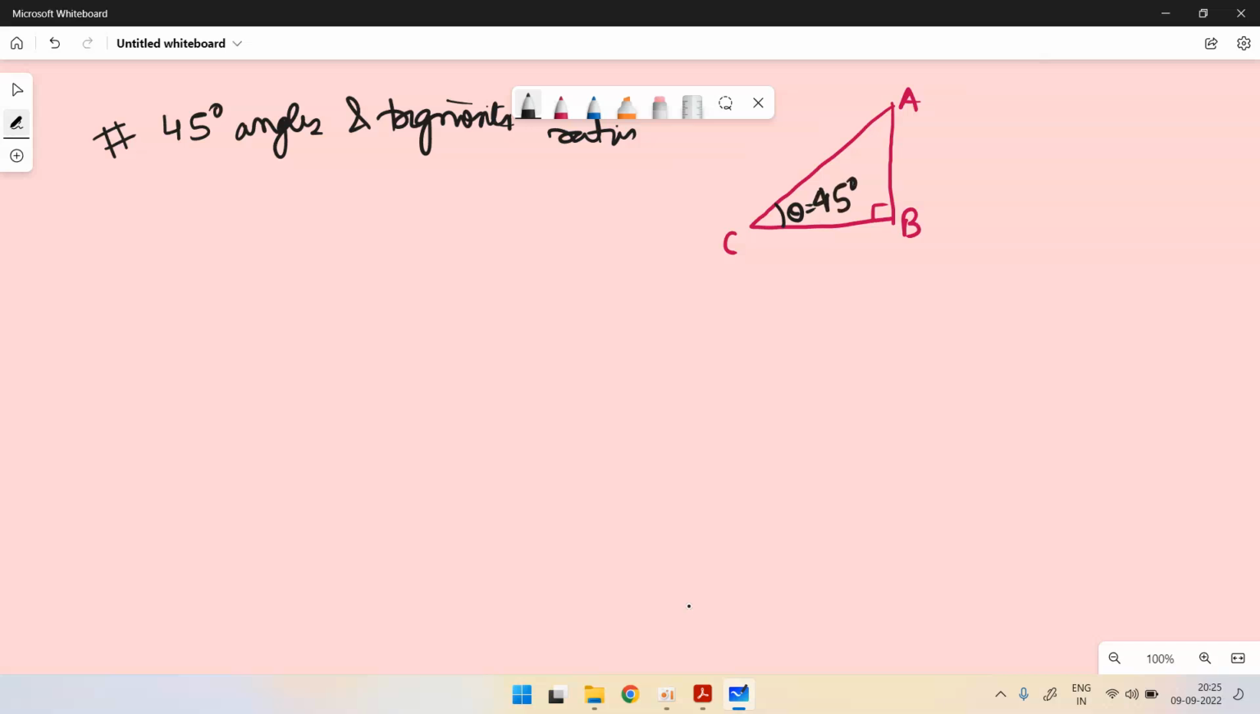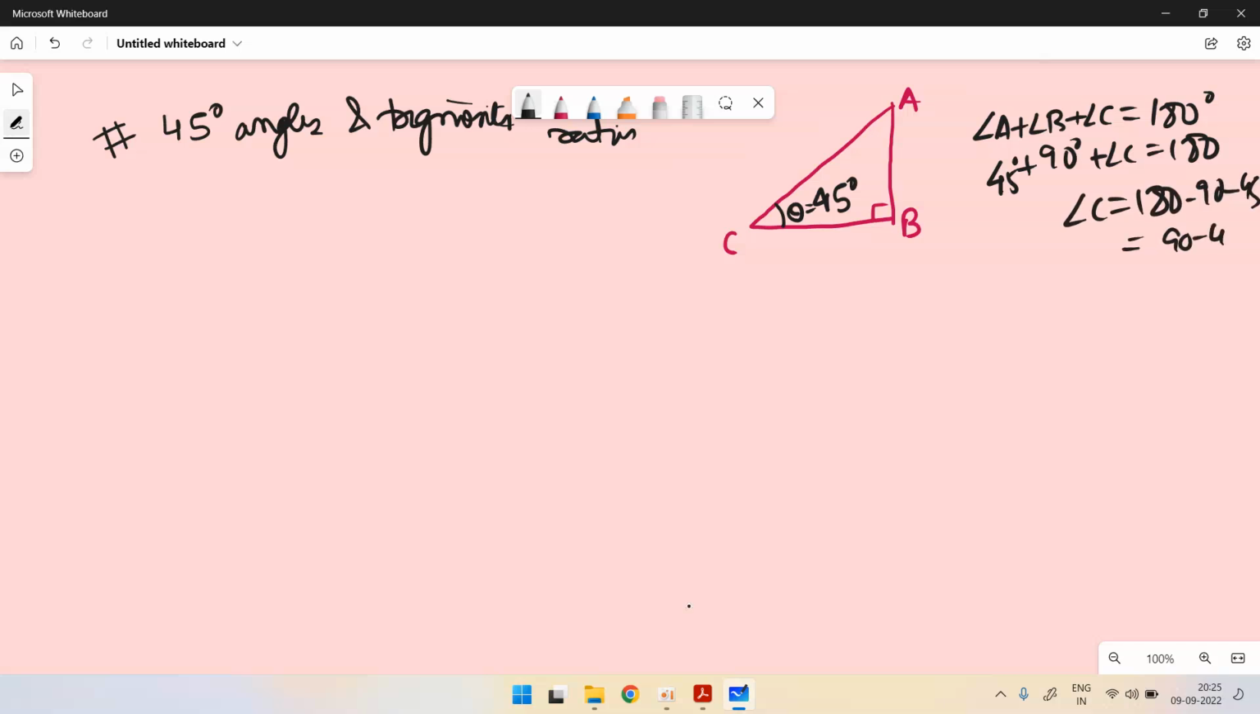Now you know that angle A plus angle B plus angle C, the sum of angles of a triangle, is always 180 degrees. Angle B is given to be 90 degrees, so angle A, which is 45 degrees, plus angle C equals 180 degrees. Angle C equals 90 minus 45, which is nothing but 45. So angle C is equal to 45 degrees only.